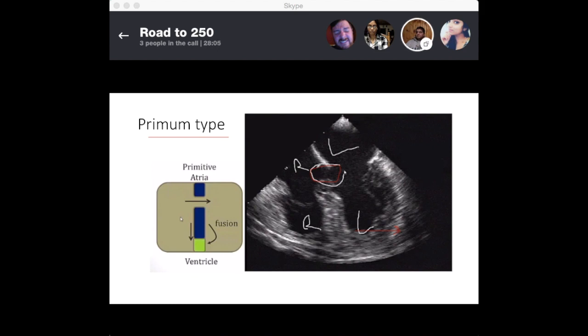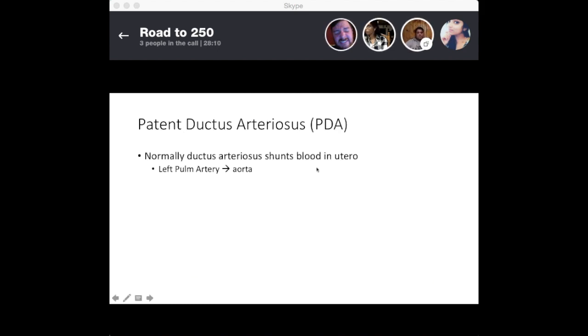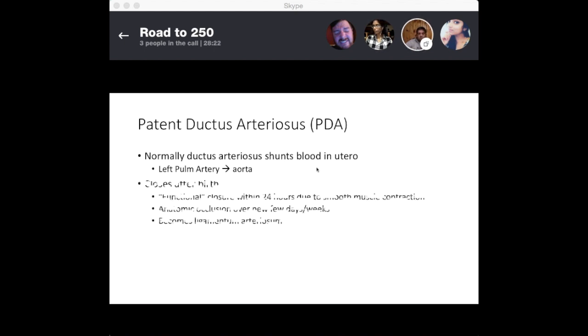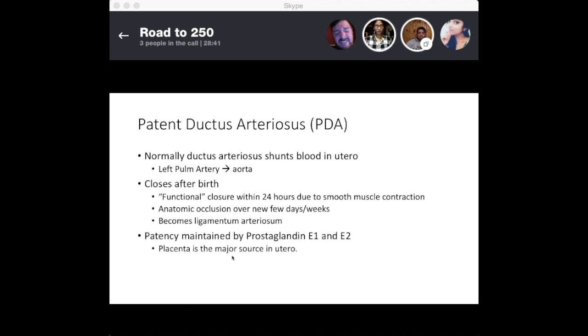Any questions? All right, then we'll move on to PDA. The normal ductus arteriosus shunts blood in utero from your left pulmonary artery to your aorta. Well, I have a picture from First Aid about this in a few slides. But after birth, it should close. So the functional closure occurs within 24 hours due to smooth muscle contraction. And then the anatomic occlusion occurs over 2 to 8 weeks, and it becomes your ligamentum arteriosum. And patency is maintained by prostaglandin E1, E2. And the placenta is the major source in utero.